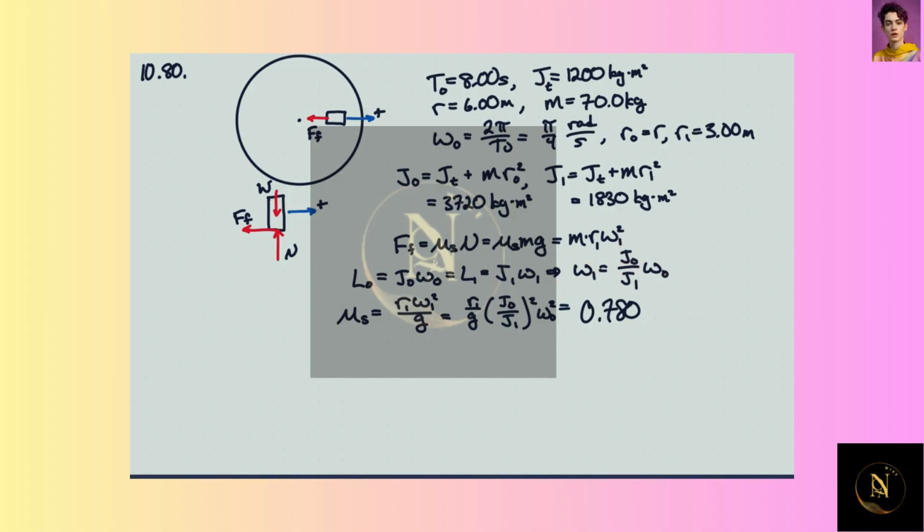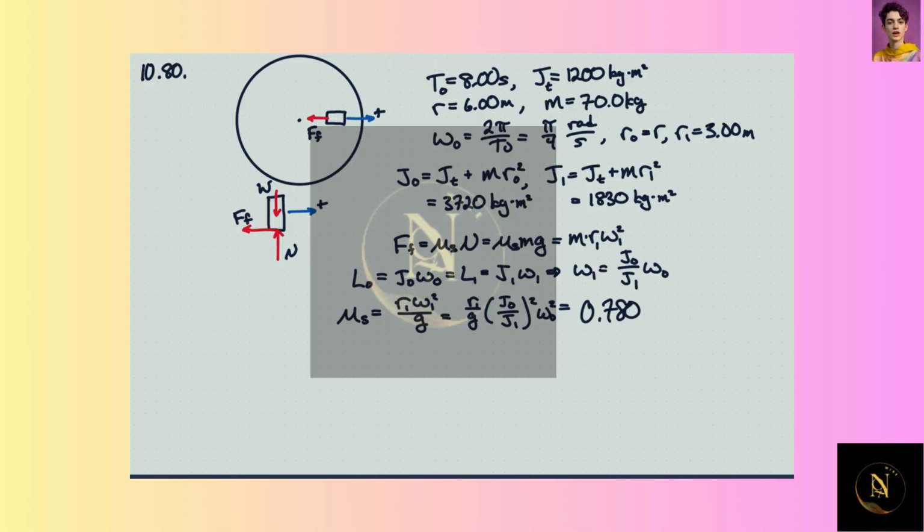Our static coefficient of friction is R1 times omega 1 squared over g. We can substitute omega 1 into that, and we get R1 over g times the ratio of the mass moments squared times the initial angular velocity squared. We have all of these values, and we can plug everything in, and we get 0.780.